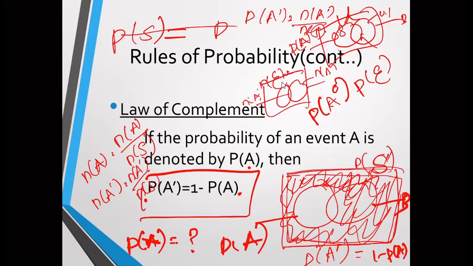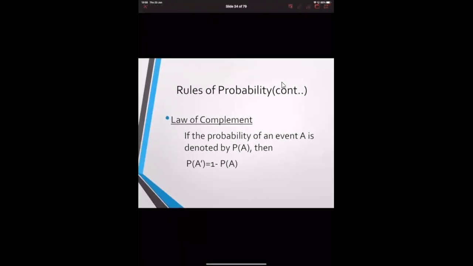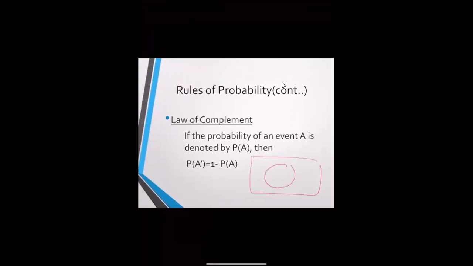Now, how can we find the number of elements in the complement of A? You know, A dash plus A is actually equal to the sample space, A dash and A. Can you understand it? Give me a second. A, B. This is the universal set.